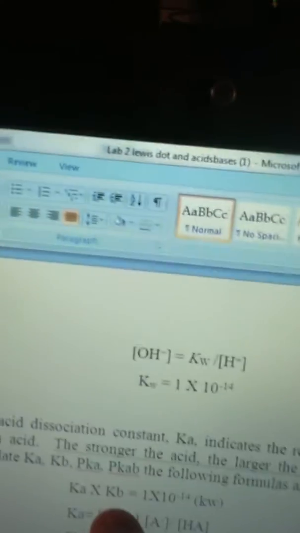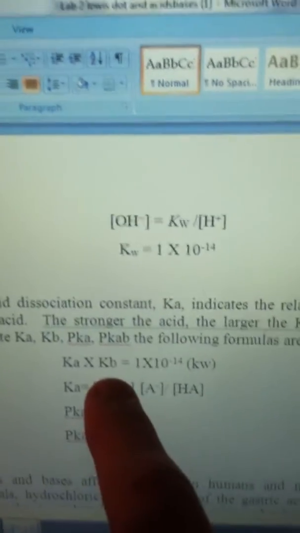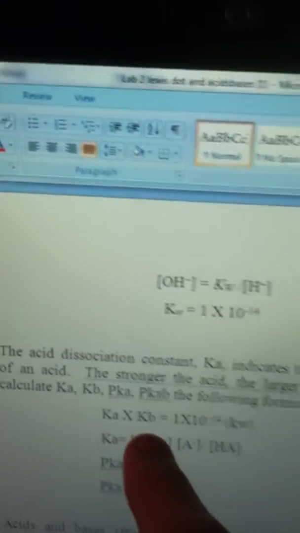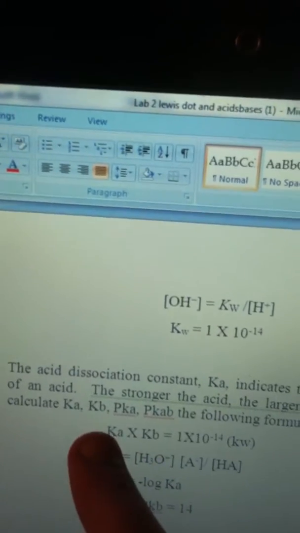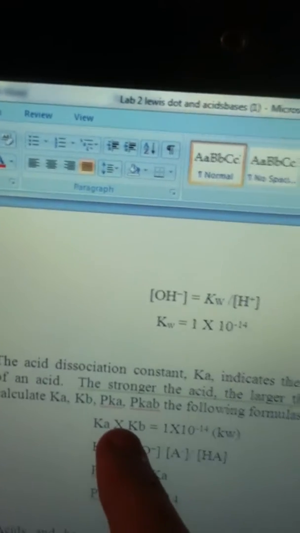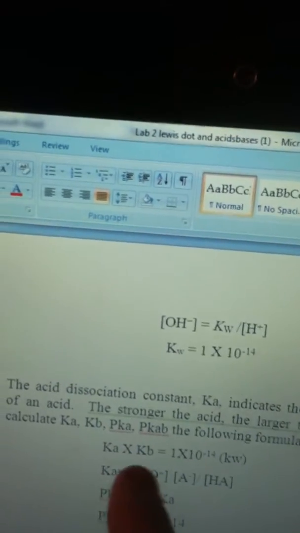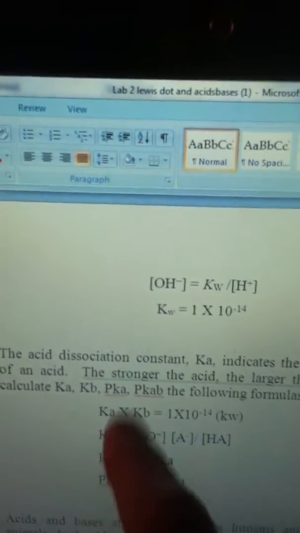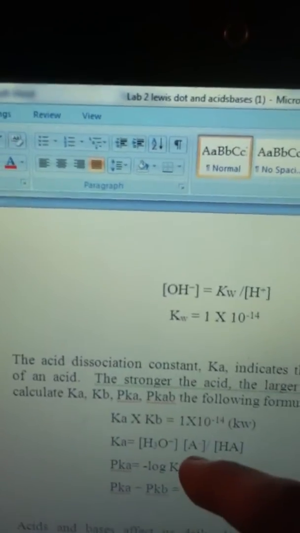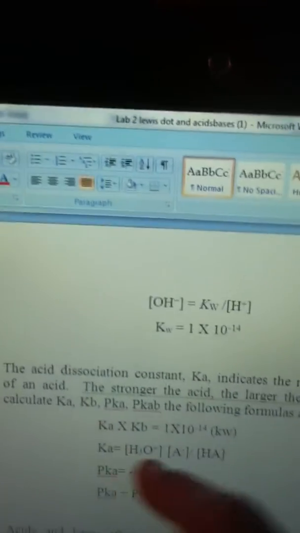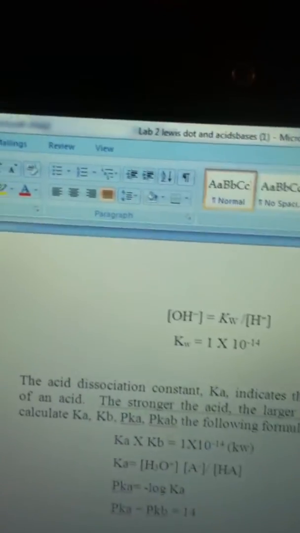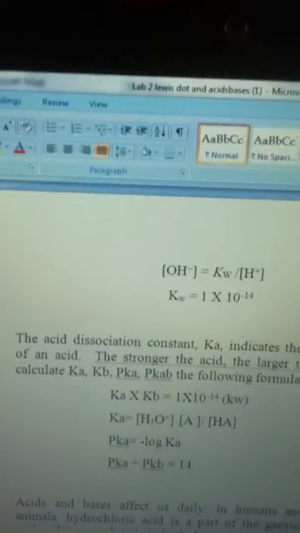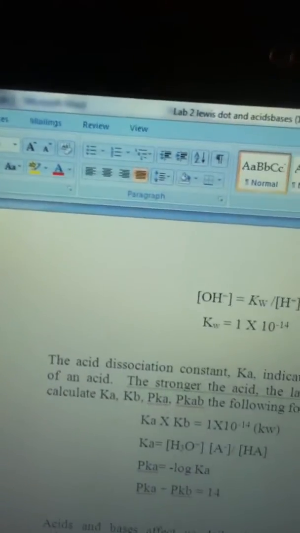So let's flip back to the formula. So I used this formula right here. There it is. So we were given our Ka. We want to give our Kb. So basically at that point we can go 1 times 10 to the negative 14th. If we're trying to find Ka, we can just divide this over and divide it by our Kb. If we're trying to find Kb, we can swap the Ka over and divide it by our Ka. And that's how we found the other figures on here.